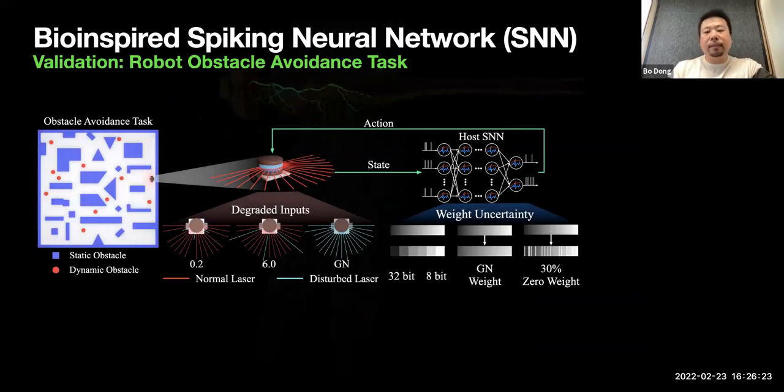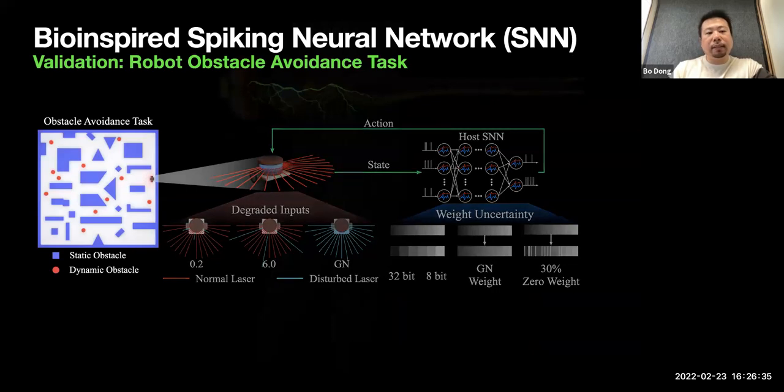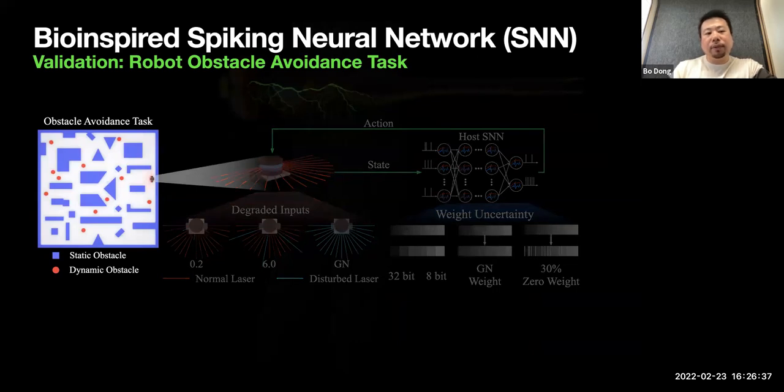To validate this motivation, we probed three different degraded conditions. We leveraged the SNN to control a robot to do an obstacle avoidance task. The first degraded condition is that we introduced dynamic obstacles into the scene. The robot was trained in an environment with only static obstacles, but when testing the algorithm we introduced dynamic obstacles, and our algorithm performed pretty well.